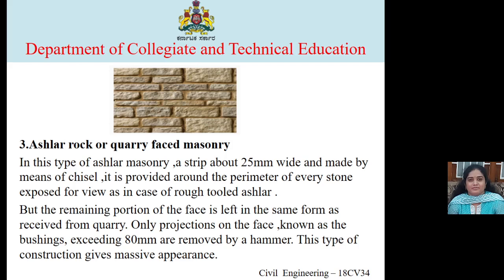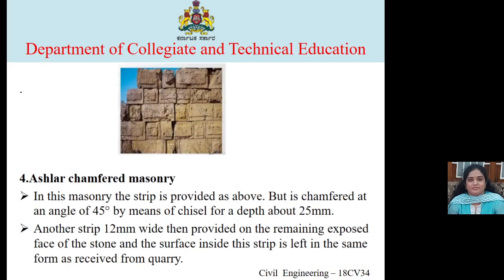So only projections on the face, known as bushings, exceeding 80 mm are removed by a hammer. This type of construction gives a massive appearance. Something like this. So there will be a groove around the perimeter of each and every stone.